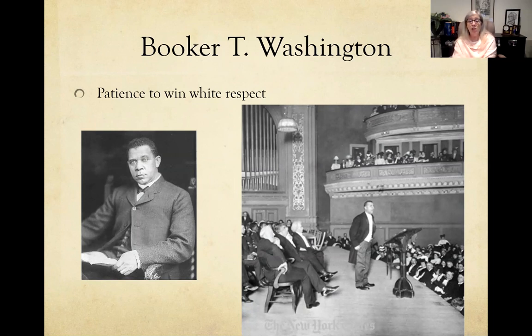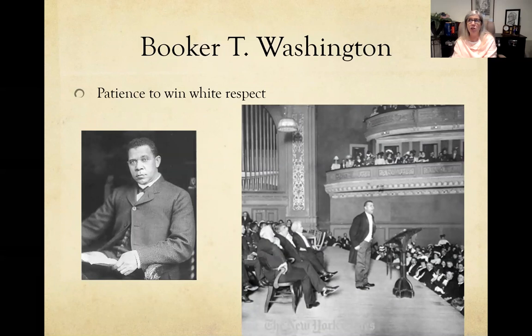So Booker T. Washington is from the South. He grew up a slave and was a free man, obviously, after the Civil War. And he becomes the head of the Tuskegee Institute in Alabama, which is one of the Black colleges that opens during Reconstruction. It is an agricultural and mechanical college that is teaching a trade, right? This vocational education that he is promoting at Tuskegee.